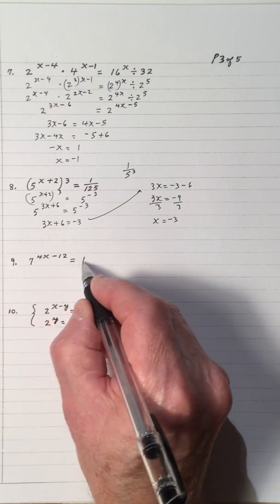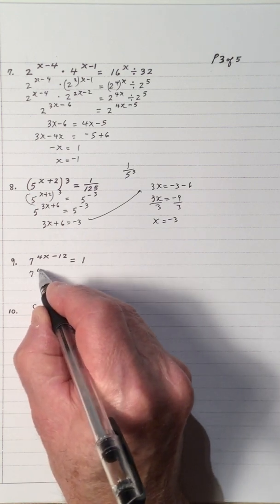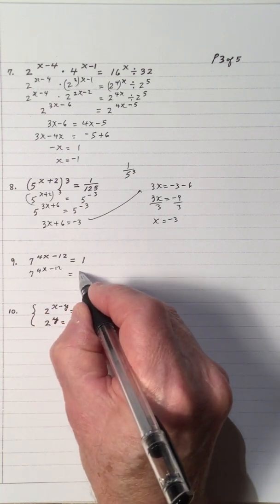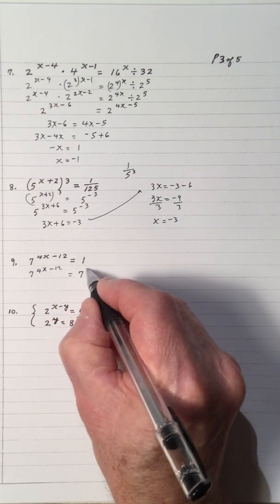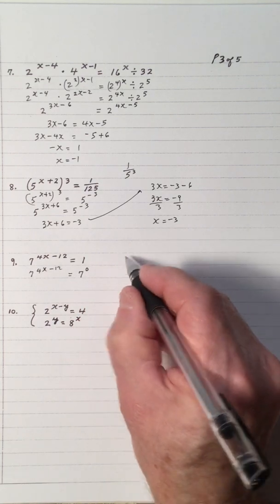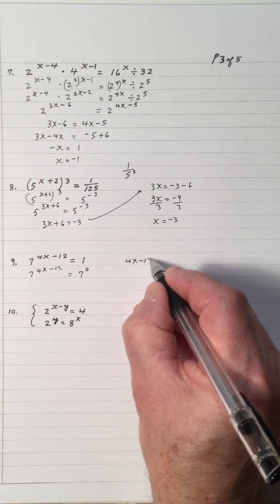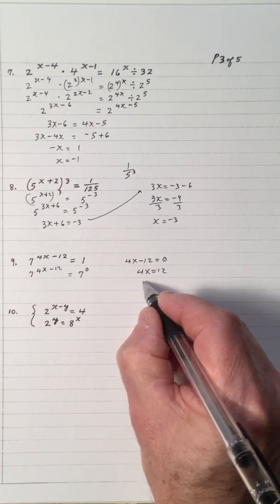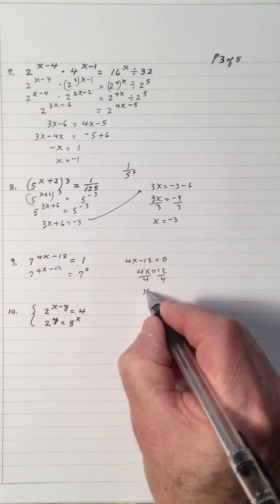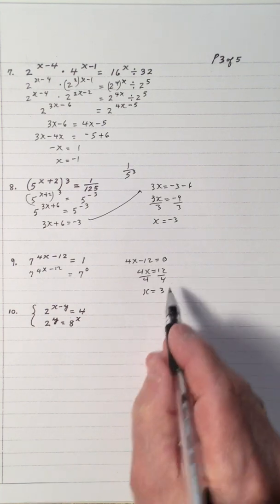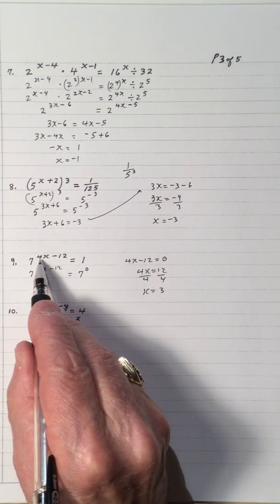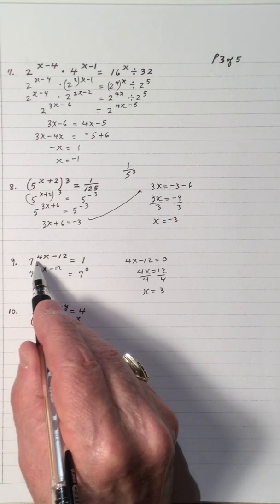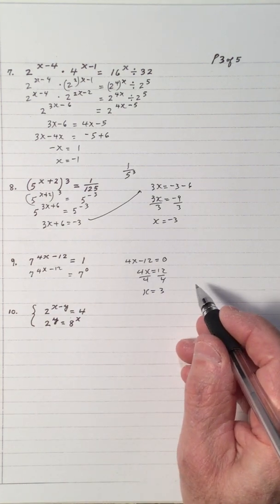Now we have a base 7, but we need a base 7 here. So if the base is 7, 1 is 7 to the 0. So that means that 4x minus 12 is equal to 0. 4x is equal to 12. Divide by 4. x is equal to 3. And to check it out, put a 3 in for x. 3 times 4 is 12. 12 minus 12 is 0. 7 to the 0 is 1. Perfect. 3 is the answer.